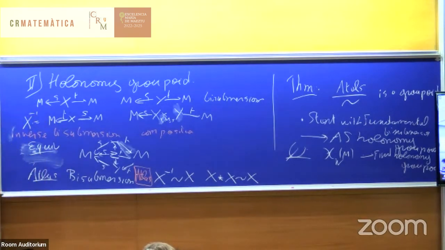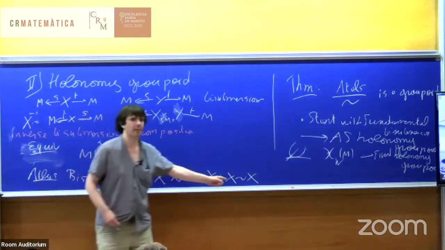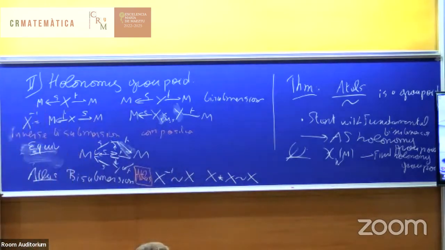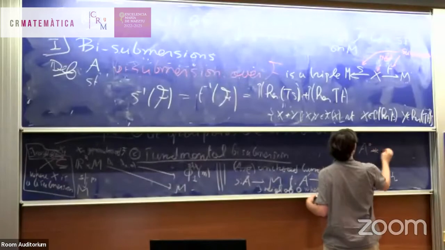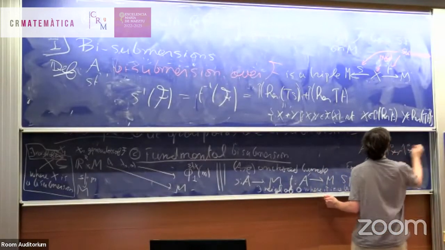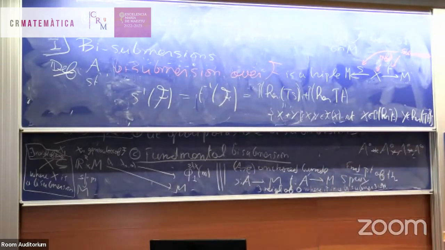What exactly is the atlas? An atlas is a bisubmersion which is equivalent to its inverse, so that the product of itself is equivalent to itself. And you get one like this. You take the fundamental bisubmersion, and you make all fibered products, where by zero, I mean it's either nothing, or inverse, or a -1. By construction, that's an atlas.